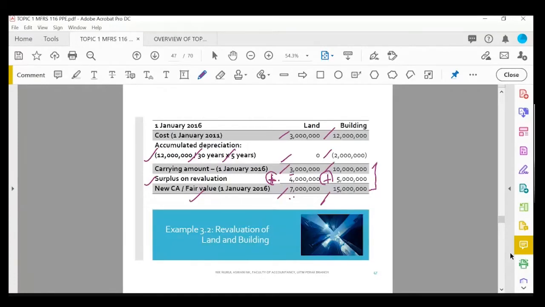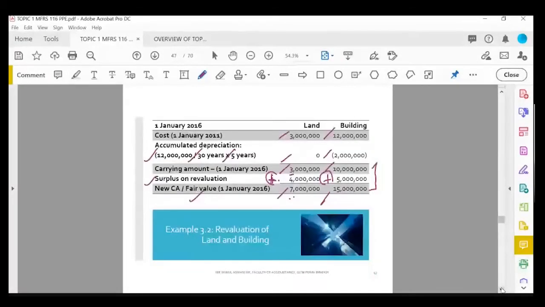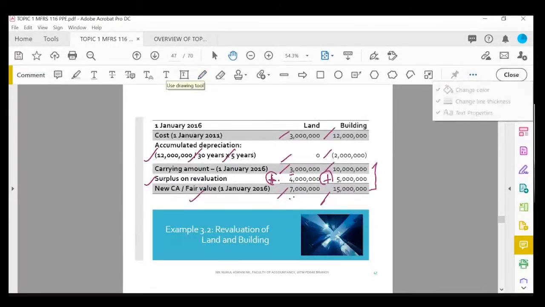But if you read the question again, it asks you to calculate the carrying amount as at 31st December 2016, meaning that you have to continue your computation. You cannot stop at the carrying amount at the beginning of the year. So we have to continue. So we are going to continue the computation.